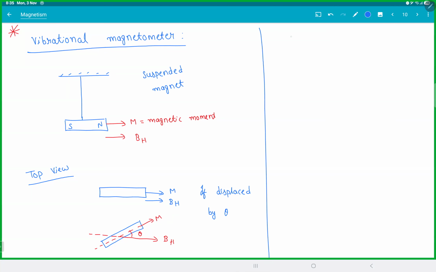Then we get torque is equal to M cross BH, which is MBH sine theta. And torque is equal to minus I alpha. And this becomes MBH theta. This is for small theta, sine theta becomes theta. This becomes an SHM. So alpha is equal to minus MBH by I theta.